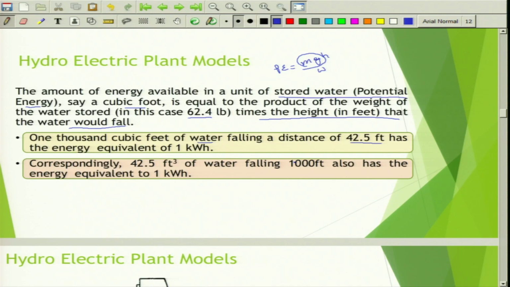If you have to generate 1 kilowatt hour of energy, 1 kilowatt hour means it's 1 unit, right? If you want to have 1 unit of electrical energy, the estimation is 42.5 feet of height and around 1000 cubic feet of volume of water. In another way, it could be 42.5 cubic feet of water, but the distance is large, the height is large, it's 1000 feet. Both have the same figure, it would be 1 unit of electric power generation, right?